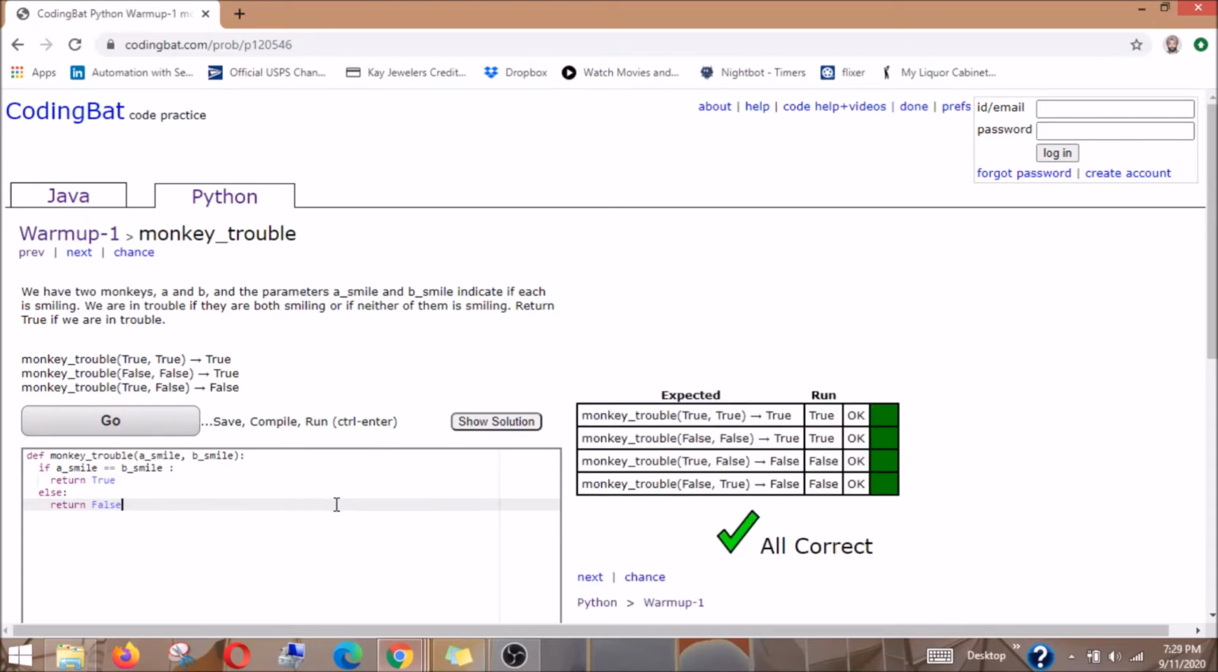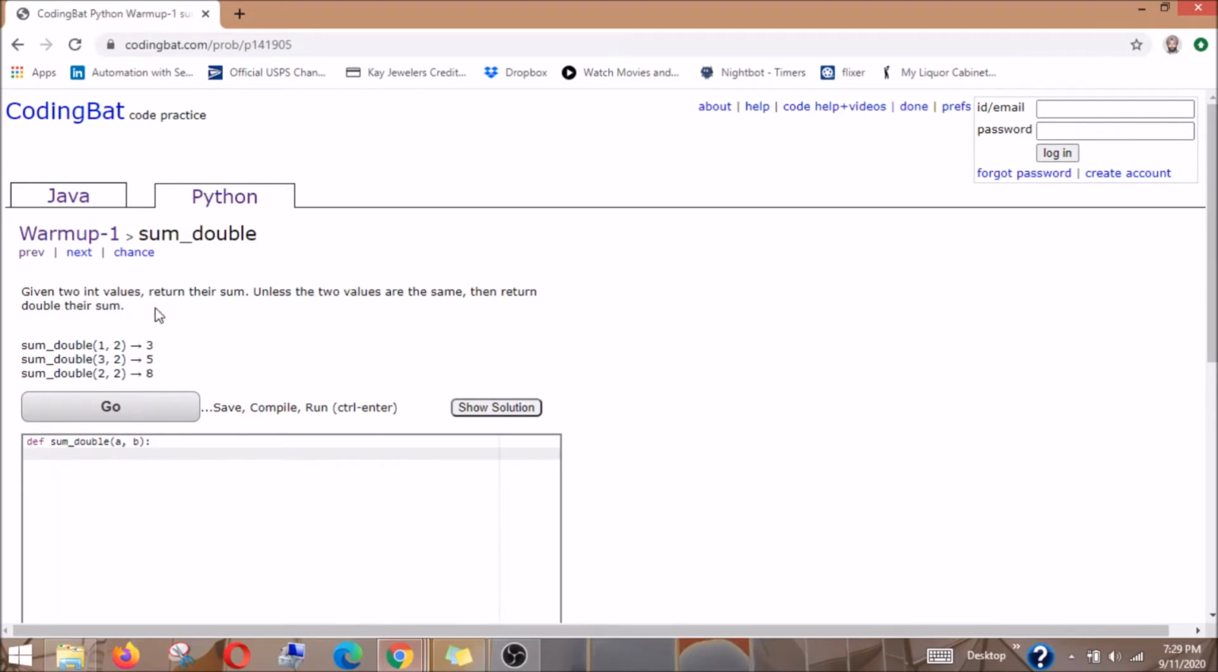So this was pretty smooth. I used the double equal sign so that I can compare both of the parameters to see if we are in trouble or not. So basically, if both are smiling, then we are in trouble, and if neither is smiling, then we are also in trouble. Okay, let's go to the next question.